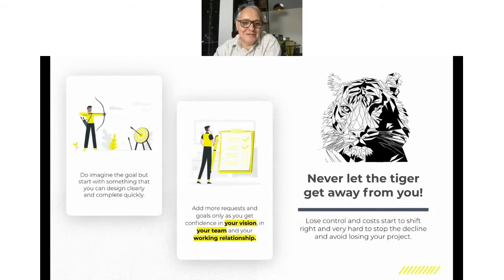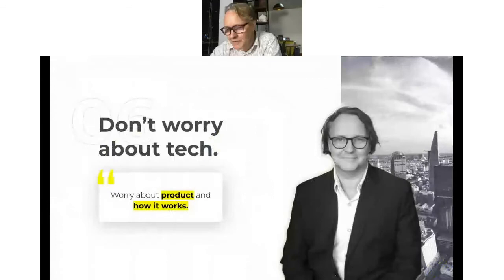Never let the tiger, a nice picture of a tiger, never let the tiger get away from you. Lose control, and cost, they do start to right shift as opposed to left shift, and it becomes very hard to stop the decline and avoid losing your project. Stay in control. I think I mentioned briefly earlier, but do not worry about technology. Technology is not your job. It's the job of guys like me. I really want you to worry about your product and how it works. This will give you the control and the focus that you need.